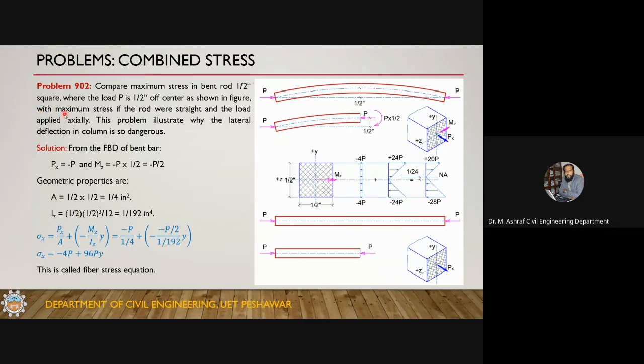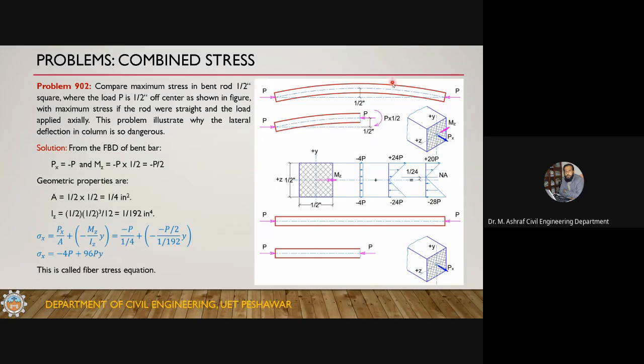And he is asking to compare the stress in this bend rod with the stress in this straight rod. The case is the same, but there is a slight half-inch bend in this rod. He's asking just to compare the stresses in this case. Let's first do the example, and then we'll talk about the practical application of this. He's also saying this problem illustrates why the lateral deflection in a column is so dangerous. So we'll talk about this one.